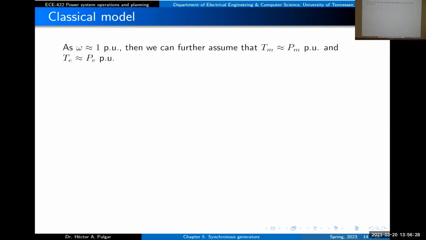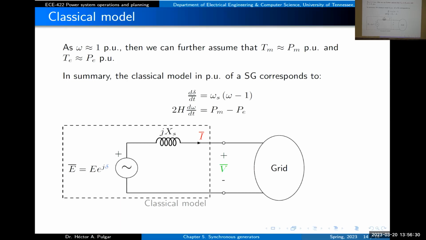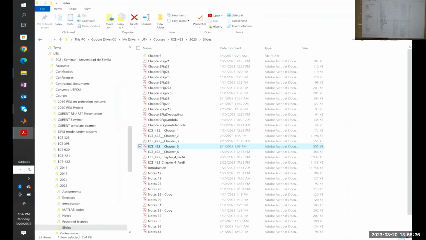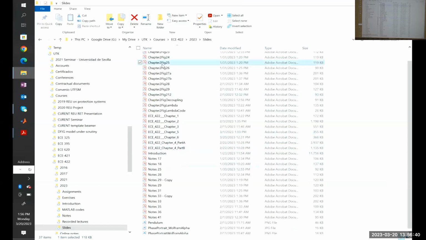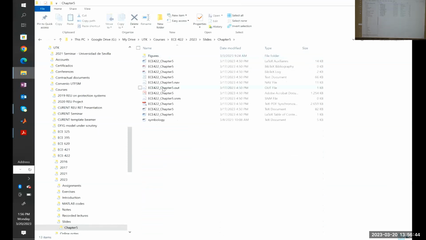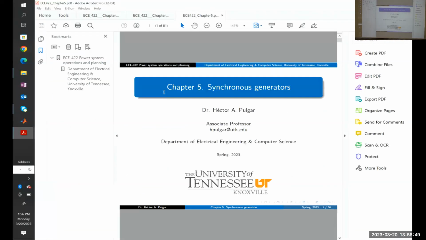What happened to my computer? I think that's the end. Oh, sorry. I have another file. Yeah, that one.